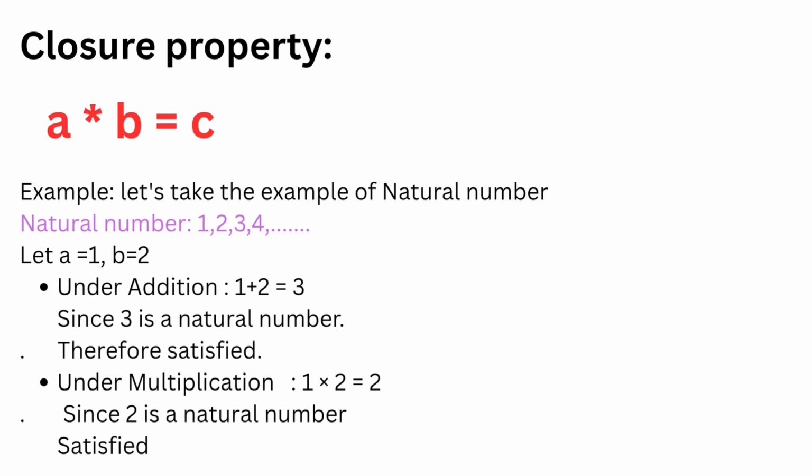Now, closure property. Let's start with understanding what closure property is. Try and remember this formula: A cross B equals C. We are going to take examples to understand it better.